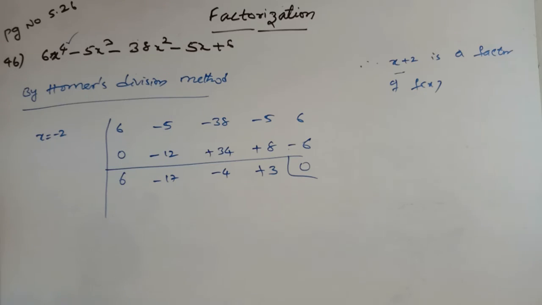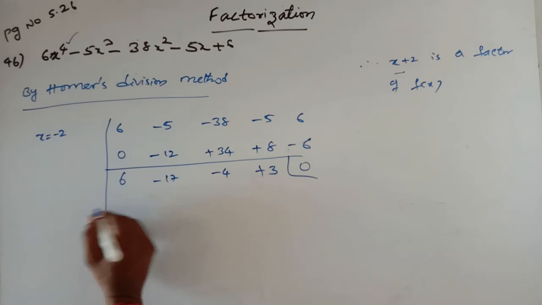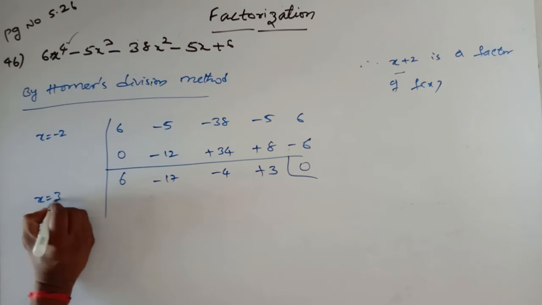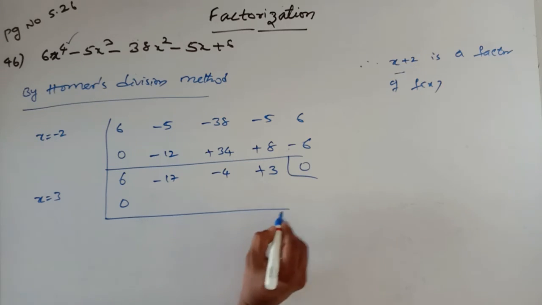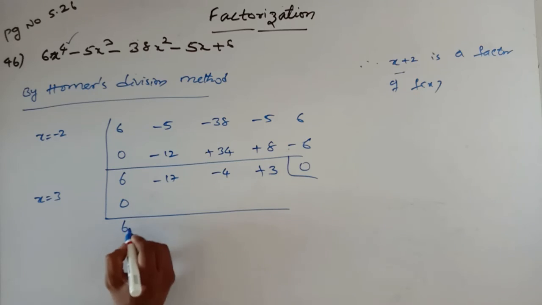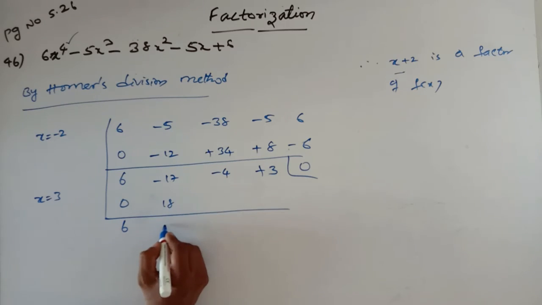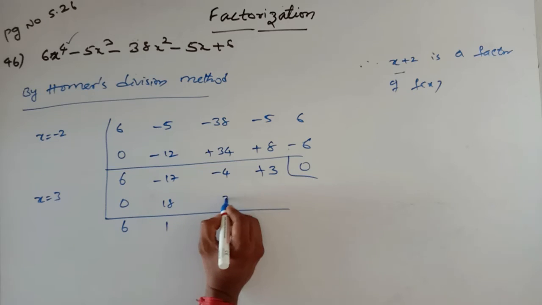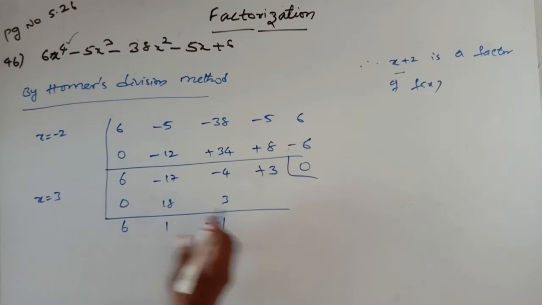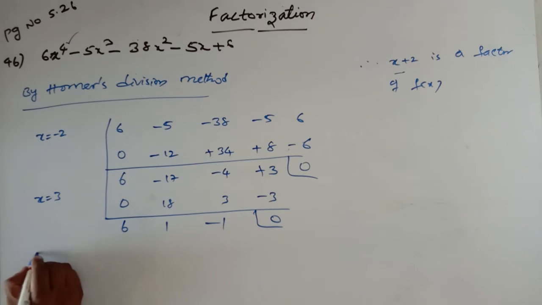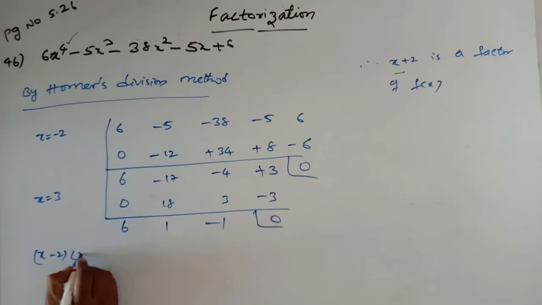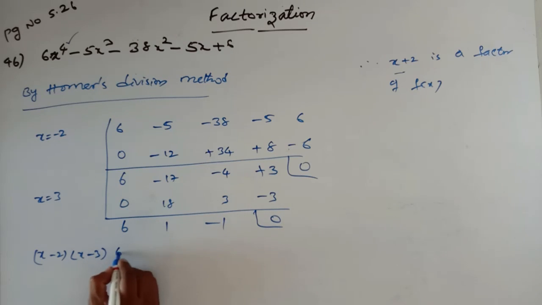Okay children. Next I am taking x equal to 3, then I will check whether I get the value 0 or not. 0. Then 6. 6 into 3 is 18. 1. 1 into 3 is 3. That is minus 1. Minus 1 into 3 is minus 3. Again I am getting 0. Okay children. Then x minus 2 is a factor, x minus 3 is a factor, and the remaining is 6x square plus x minus 1.